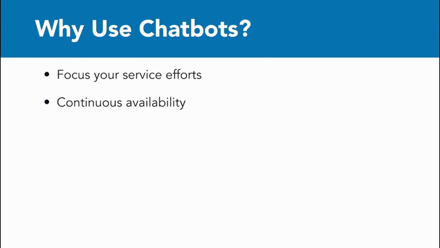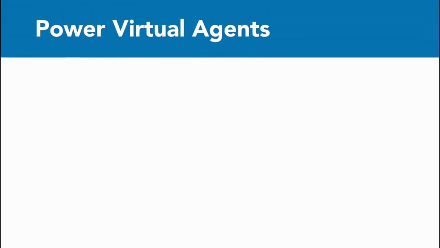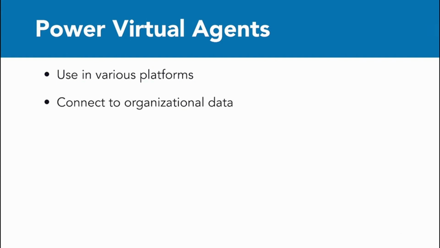So why create chatbots with Power Virtual Agents? Power Virtual Agent chatbots can be used in various platforms. For example, you can use a chatbot in Microsoft Teams. You can use a chatbot in Facebook. Any place that you would like to have the ability to have a natural language conversation with customers, with employees, whoever your target audience is, Power Virtual Agents can connect to your data versus your organizational data.